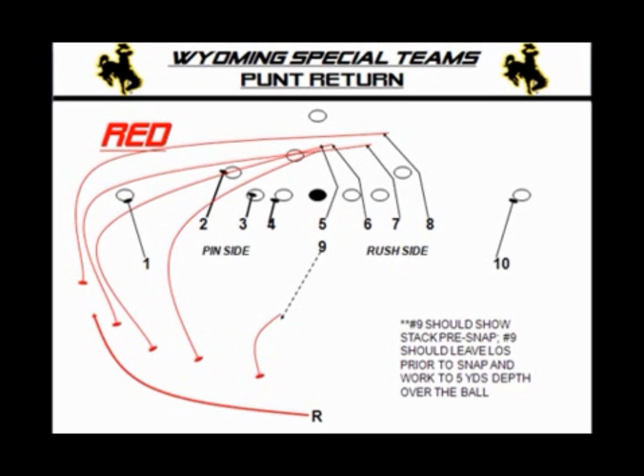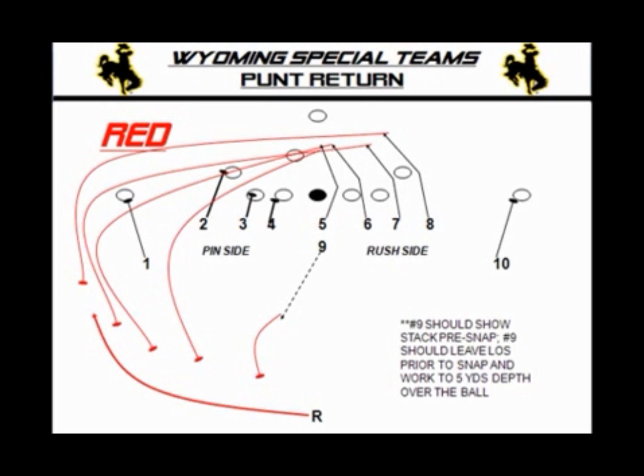Blue, block left, return right. Red, block right, return left. So there's your picture. Similar responsibilities from a fake standpoint. 8 is a contained rusher of the PP flared. He would peel. 9 has the rush side wing, so now it becomes the right side wing as opposed to the left. He would take pitch to either side.